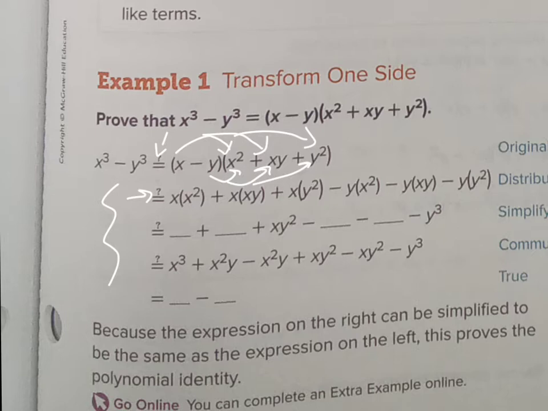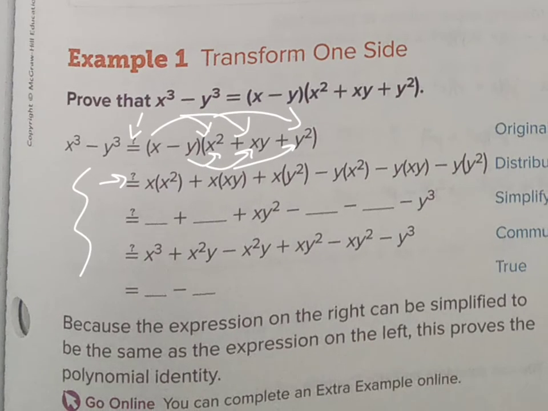And now we're going to multiply these things together. So what's x times x squared? X to the third. What's x times xy? X squared y. Okay, and then x times y squared? Xy squared. Negative y times x squared? Negative y x squared. Okay, so negative y x squared. So usually you say it in alphabetical order, but I'm going to come back and say something about this here in a second. Okay. And then we have negative y times xy.